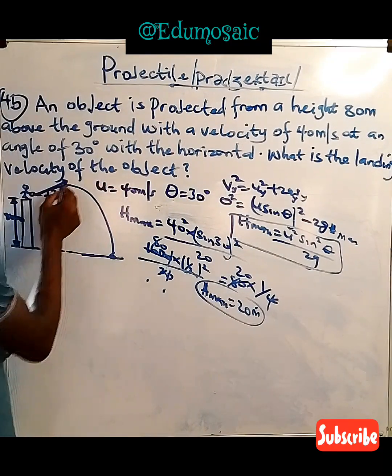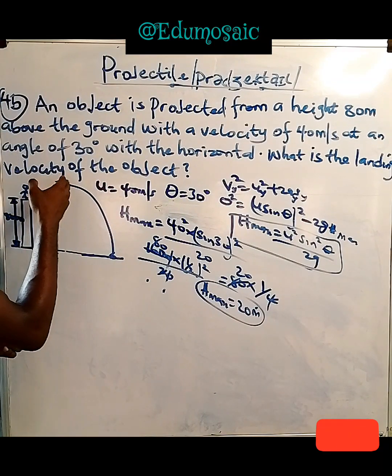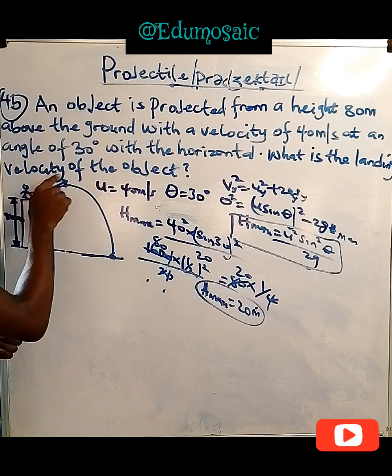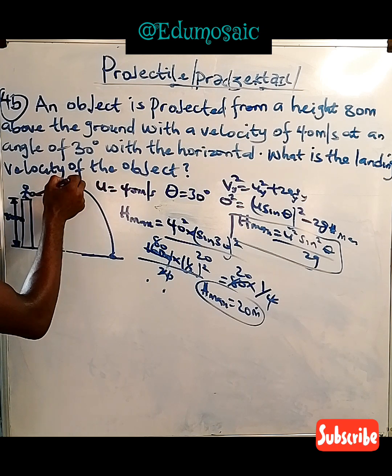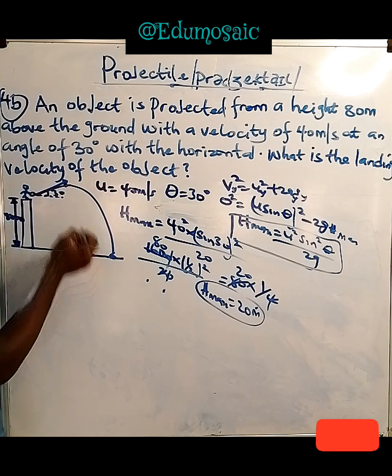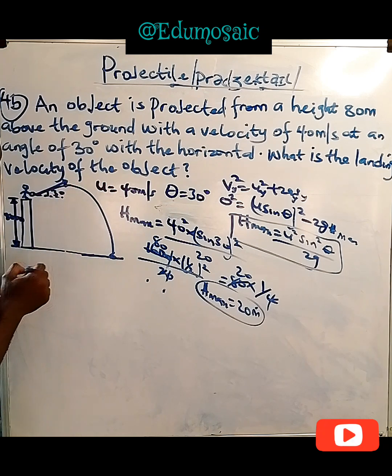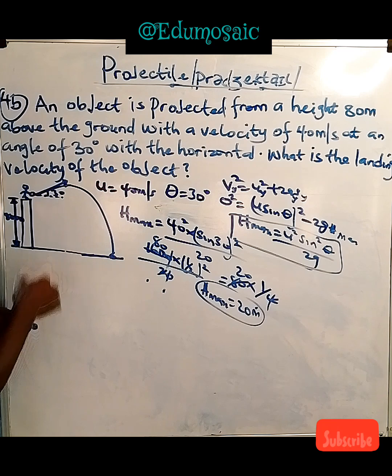So this object got to 20 meters. That's the max height. From 20 meters, it's going to fall back. From this max height, the total distance from this place down to where it dropped, down to the earth, is 100 meters. So we have 100 meters from here to here.